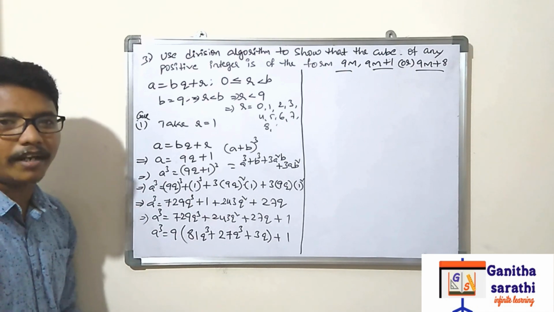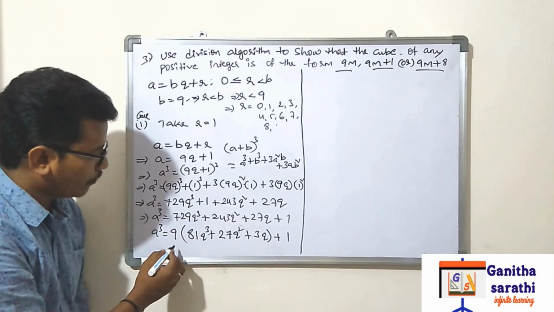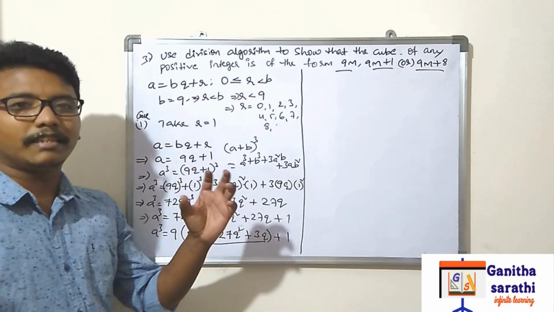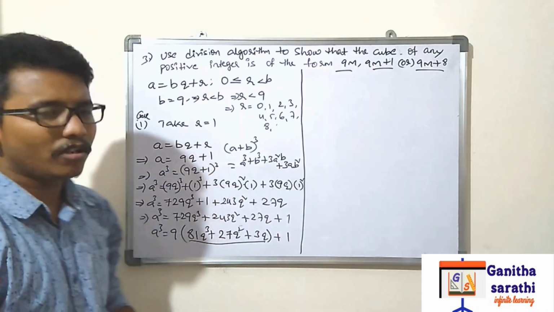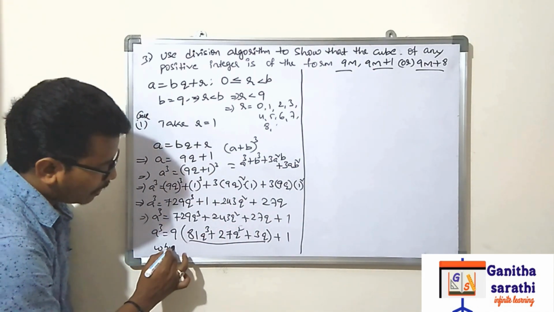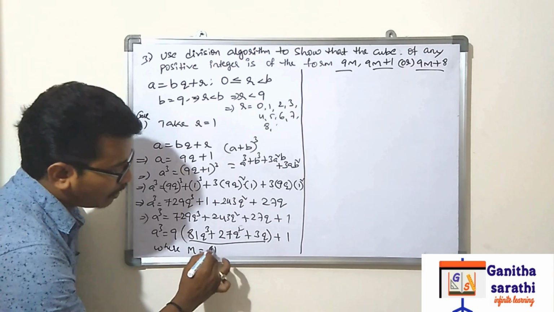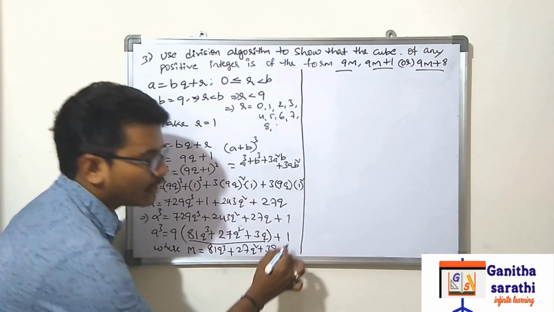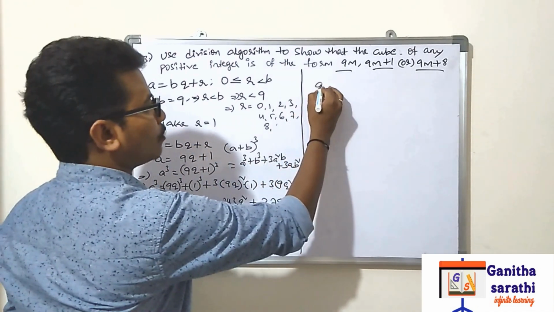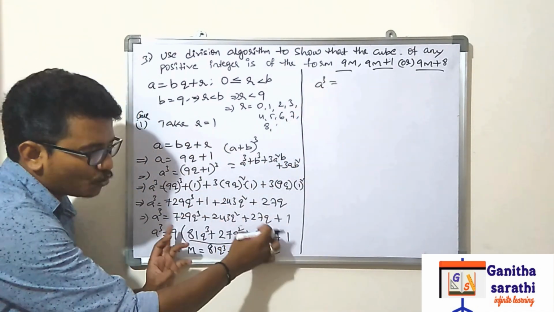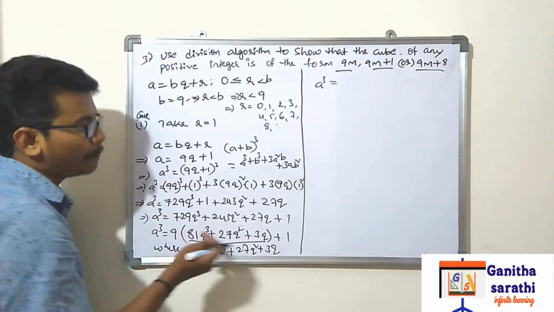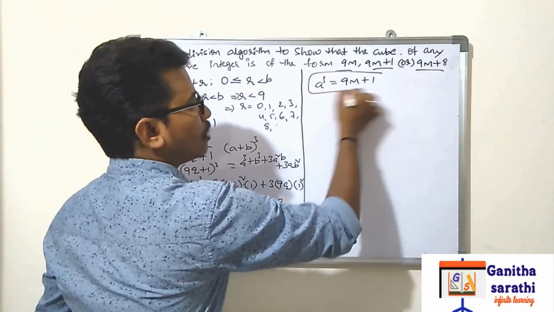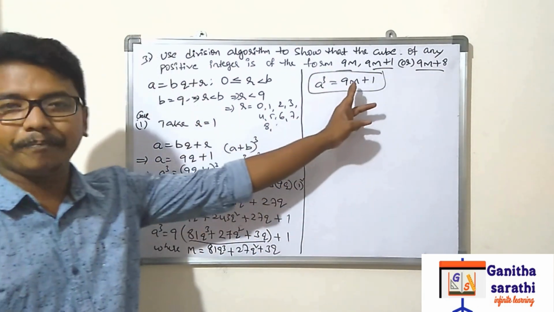The same process continues. In the previous problem we got 3p, here we should take the bracket as m, where m is equal to 81 q cube plus 27 q square plus 3q. Now a cube is equal to 9 into this total value m, so 9m plus the remaining part, which is 1. So the cube of a positive integer is of the form 9m plus 1.